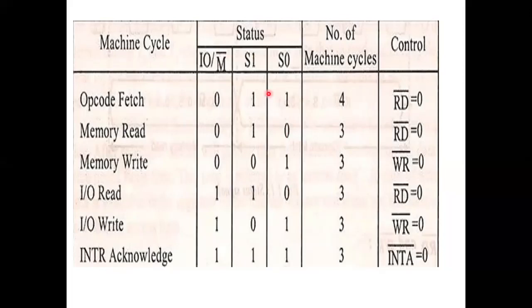If both the values are 1, that is opcode fetch with respect to the memory, because all the instructions' opcodes are stored in the memory only. So we are selecting the memory. If both the values are 1, it defines the opcode fetch. Then interrupt acknowledgement: from the input output devices we can get the interrupt value. So S1 and S0 values of 1 mean it will be the interrupt acknowledgement concept.